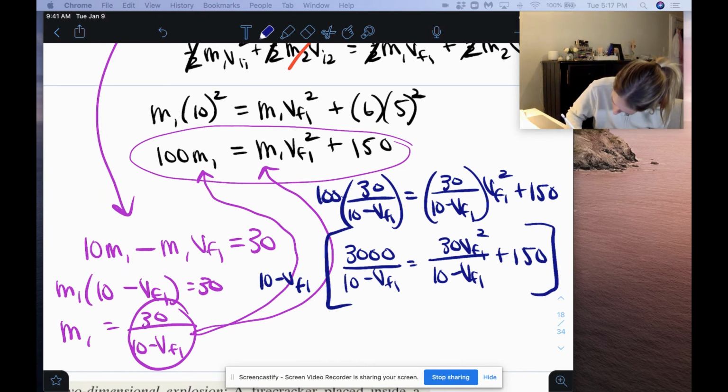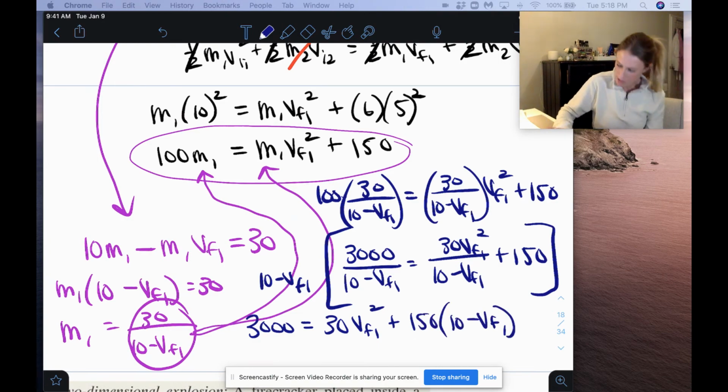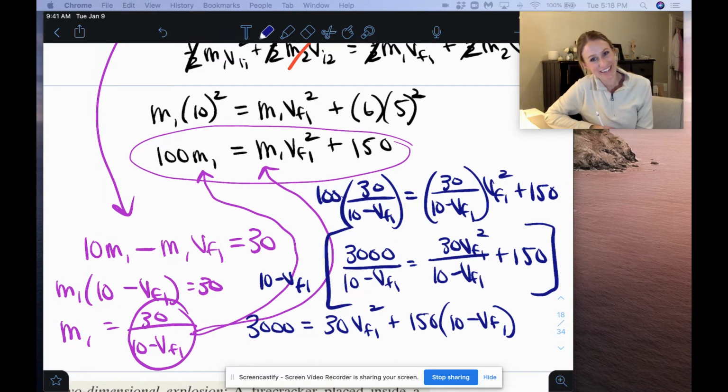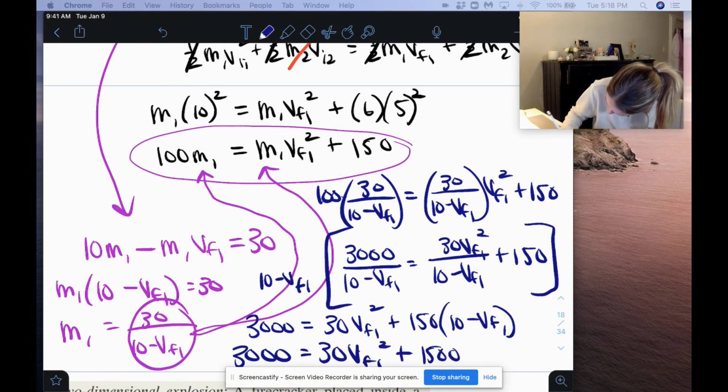So what we get here is 3,000 equals 30 v final 1 squared plus 150 times the quantity 10 minus v final 1. So we're getting somewhere. The next thing we're going to do is distribute that 150. So we end up getting 1,500 minus 150 times v final 1. And so we get 3,000 equals 30 v final 1 squared plus 1,500 minus 150 v final 1.